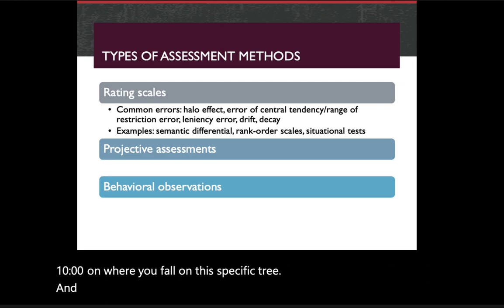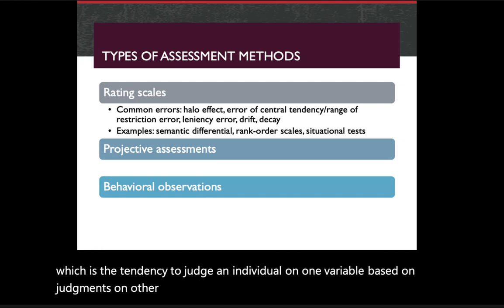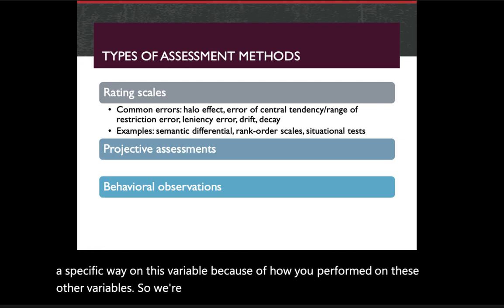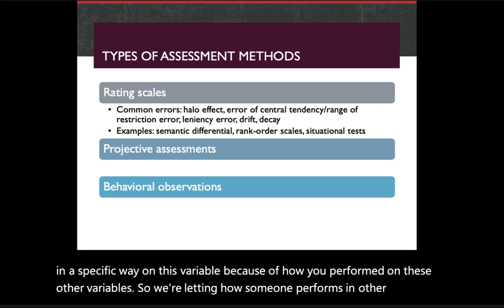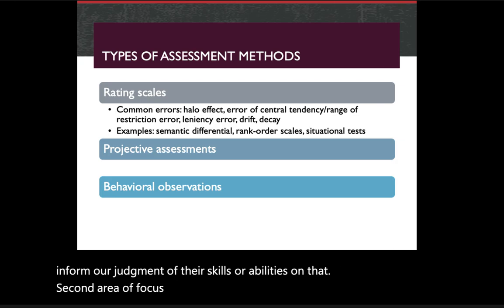These rating scales can include errors like the halo effect, which is the tendency to judge an individual on one variable based on judgments on other variables. So saying, I think you're going to perform in a specific way on this variable because of how you performed on these other variables. We're letting how someone performs in other areas inform our judgment of their skills or abilities on that second area of focus.